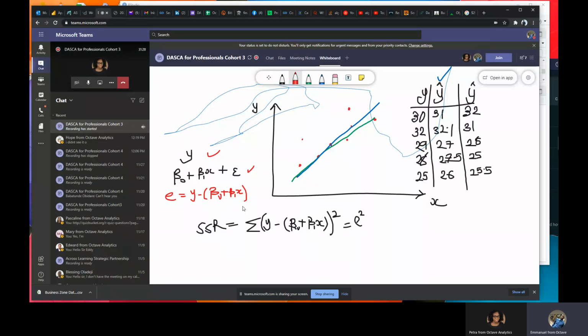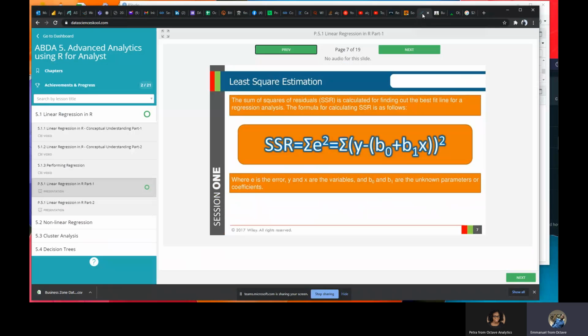Do you understand now? Yes. The lesser the difference between the original and the predicted, the better. Yes. So that's the point.